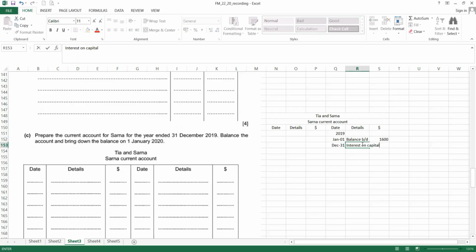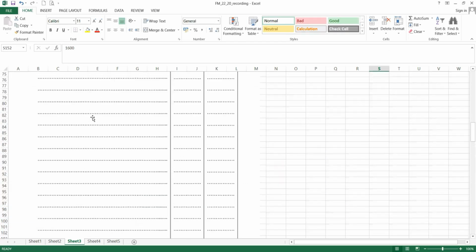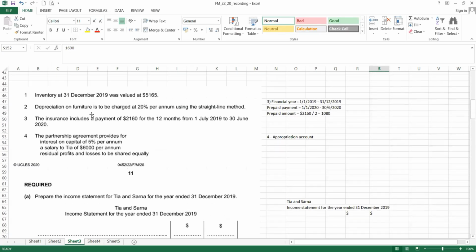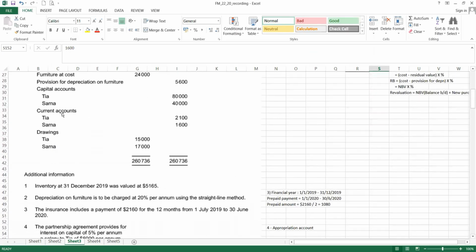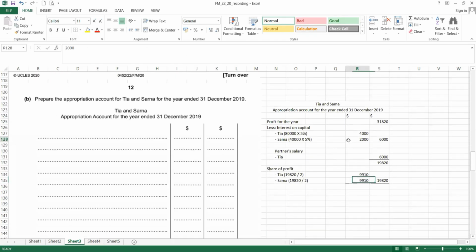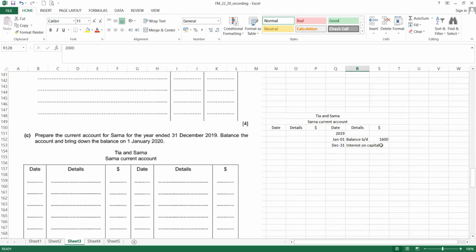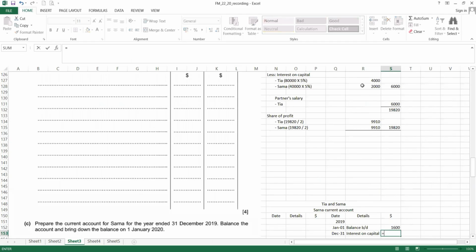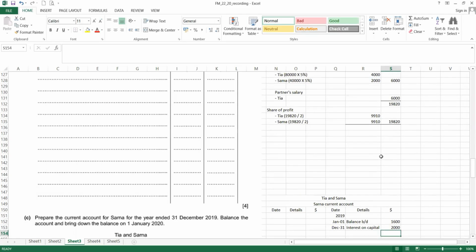Okay. Why 1,600 again? And here you saw the amount, current account. Okay, current account, Sama credit 1,600. Sorry? Oh, yes. Now, based on the calculation, this is 2,000. So we put 2,000 here. This amount, 2,000, is interest, because it's income to Sama.